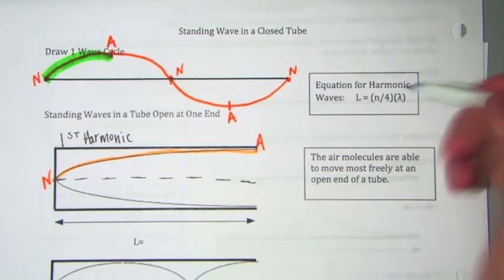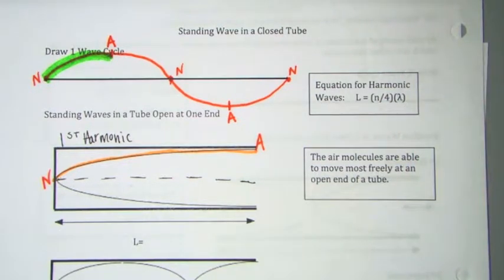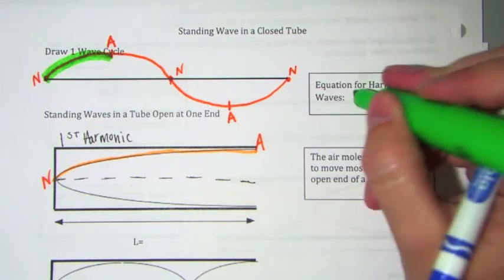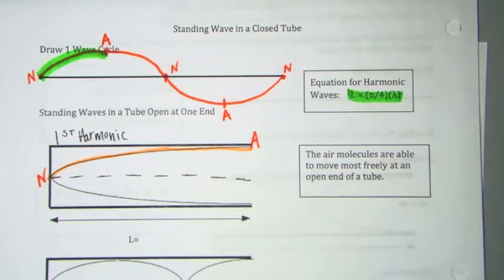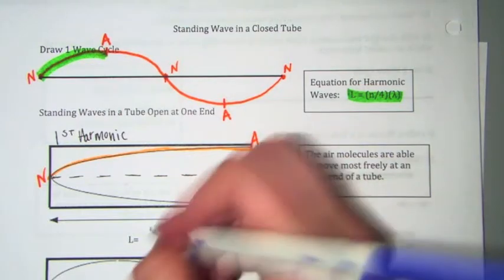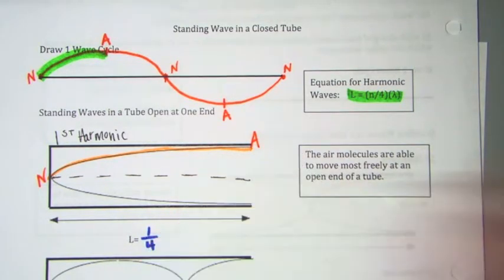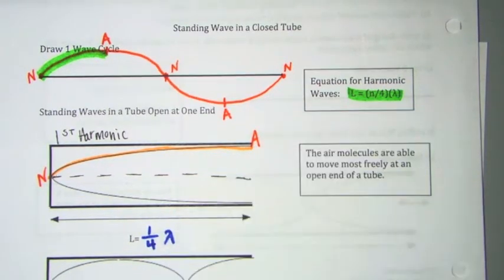All right, we're using this equation still, L equals n over, but it's n over 4 because we're in quarter waves instead of half waves. Okay, so when I find the L of the first harmonic, I plug in 1 over 4 times the wavelength. And I only have 1/4 of a cycle.